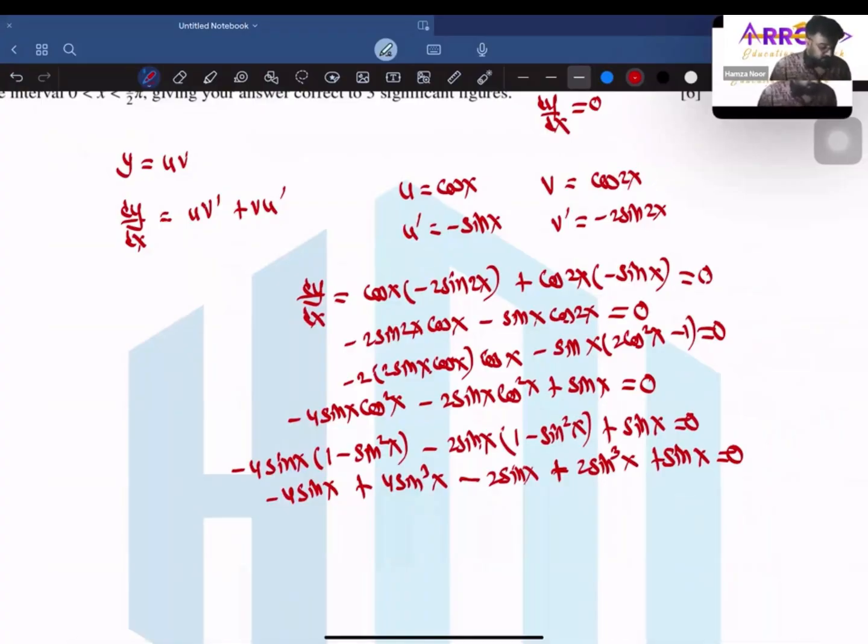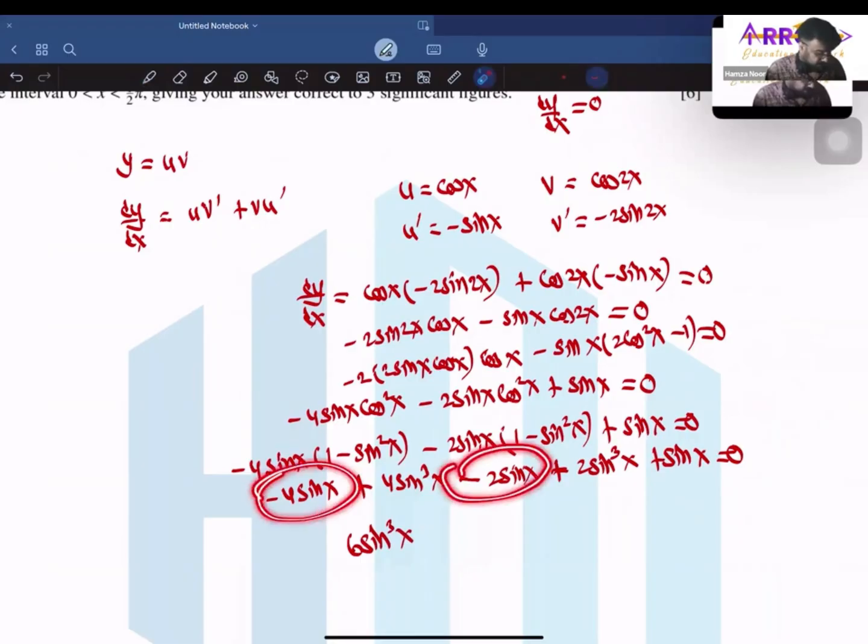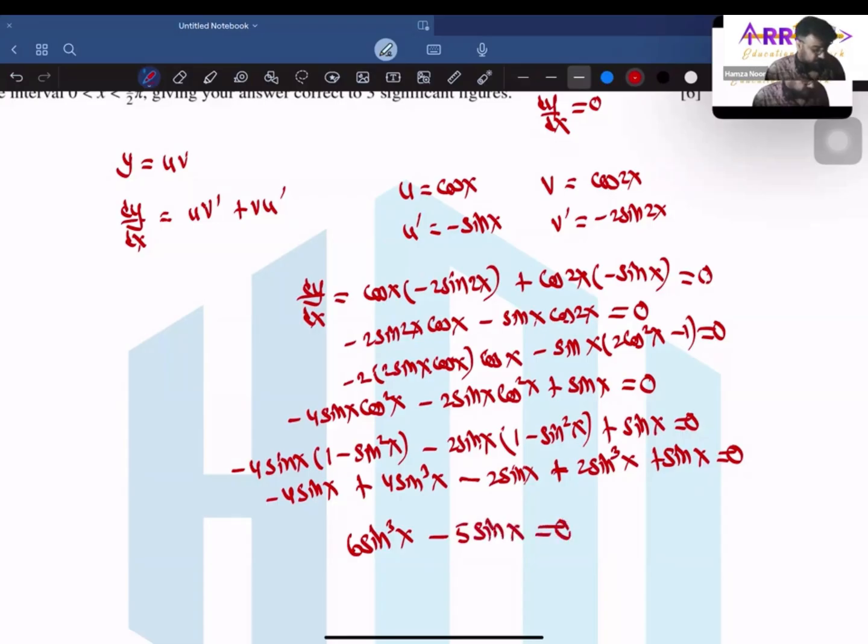So 4 sine cube x plus 2 sine cube x, this is 6 sine cube x. Then minus 4 sine x minus 2 sine x, this is minus 6 sine x, and then plus sine x, so this is minus 5 sine x, and this whole thing is equal to 0. So far we have achieved this much: 6 sine cube x minus 5 sine x is equal to 0.